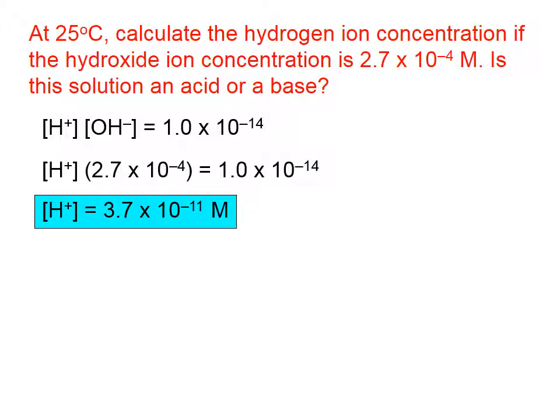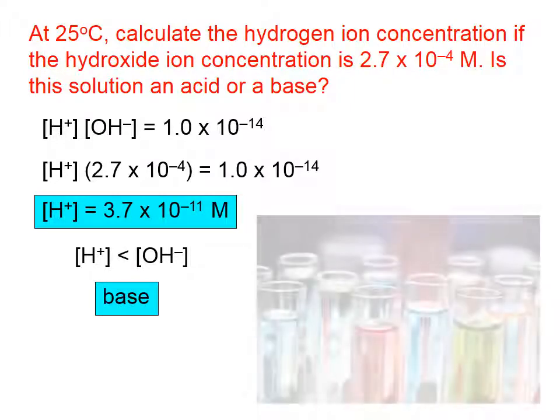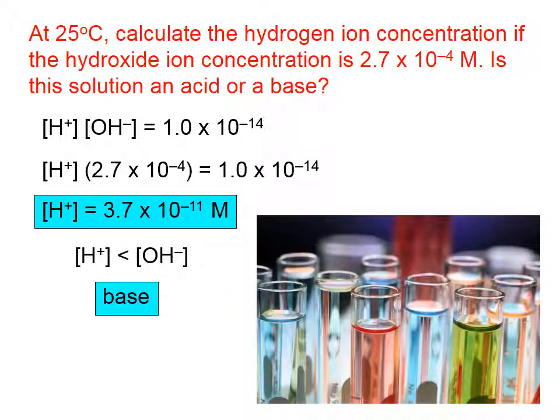That was the first part of the problem. The last question is, is this solution an acid or a base? We look at the hydrogen ion concentration, particularly its power of 10. Hydrogen ion, 10 to the negative 11th. Hydroxide, 10 to the negative 4th, which is much larger than 10 to the negative 11th. In other words, there is more hydroxide ion than hydrogen ion. Therefore, this is a base.